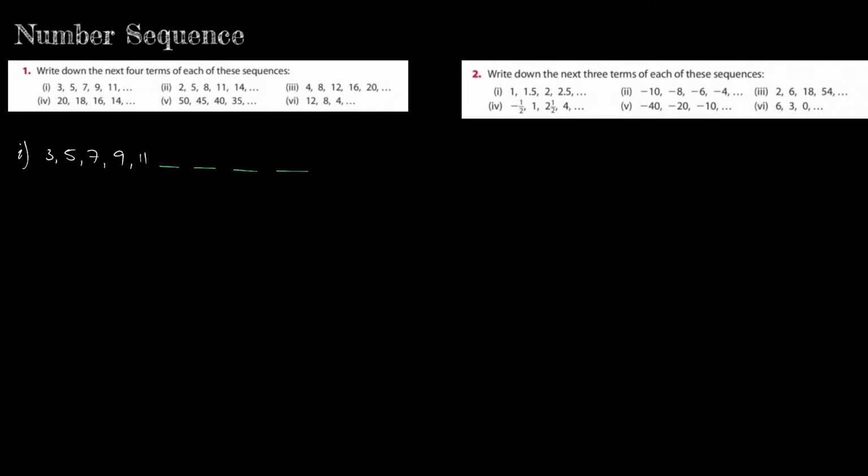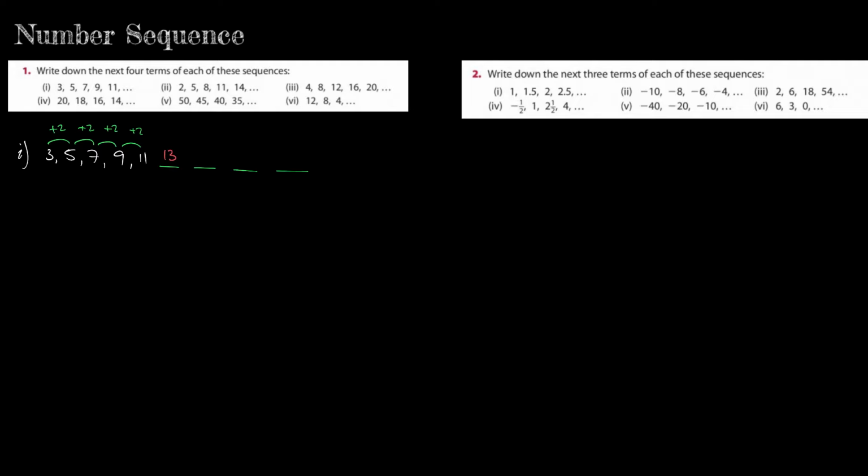Okay, so in order to find the next couple of terms, we need to first identify the term rule, right? So how do we go from here to here? We added 2. How do we go from here to here? We added 2. How do we go from here to here? We added 2. And how do we go from here to here? We added 2. So in order to get the next term, it's going to be 11 plus 2, which in this case will give us an answer of 13.